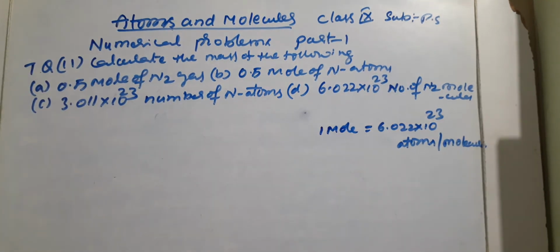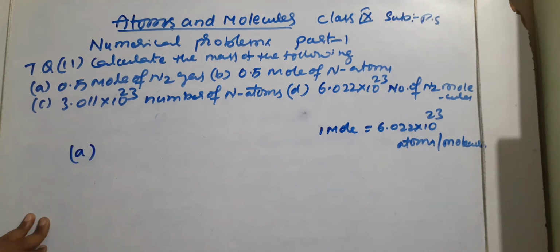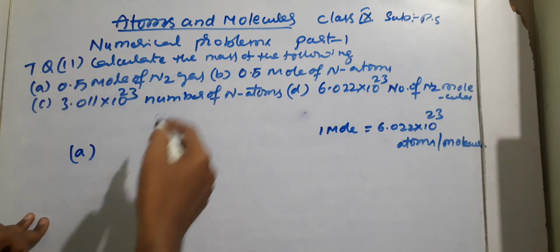So this we want to remember, students, to solve it. That number is also called Avogadro number. So 1 mole of any substance has that number of particles. Now using that concept, we can solve first question A, 0.5 mole of N2 gas. So we want to calculate mass.